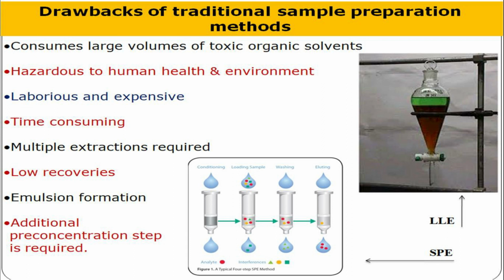Then multiple extractions are required, as I've told. Then low recoveries. Recovery means we should be able to extract at least more than 80% of the target analytes. But after so many multiple extractions, we are not able to recover more than 60 or 70% or even 50% of the target analytes. That means if the compound is already in a trace amount in biological samples, and your sample preparation technique does not offer very good extraction recovery, then it will go undetected. That's why the recovery should be more than 80 or 90%.